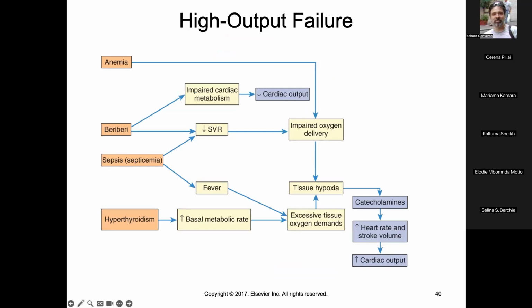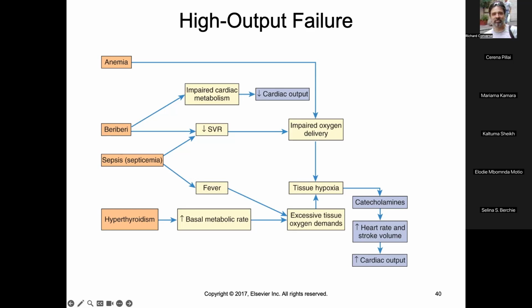It is the inability of the heart to supply the body with blood-borne nutrients despite adequate blood volume and normal or elevated myocardial contractility. Causes include anemia, hyperthyroidism, septicemia, and beriberi. Okay, so with anemia, what's happening is that we have impaired oxygen delivery resulting in tissue hypoxia. Okay, this can result in the release of catecholamines, an increase in heart rate and stroke volume, and an increase in cardiac output to compensate, right?